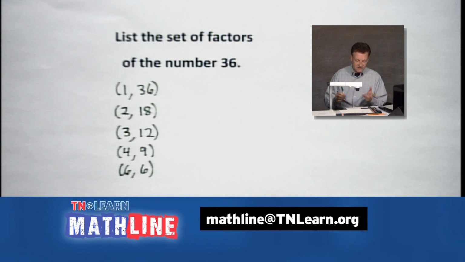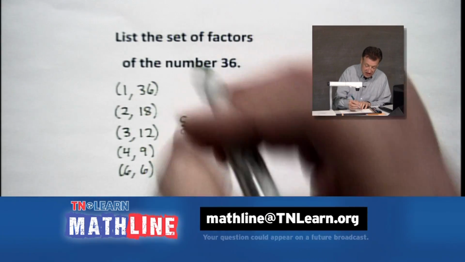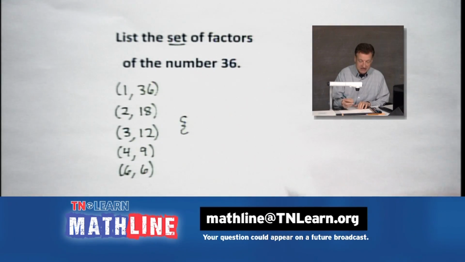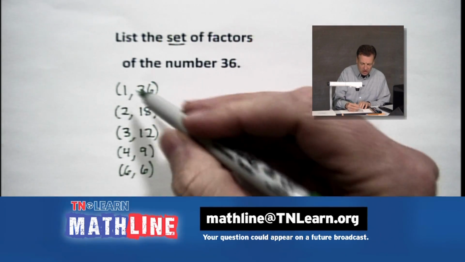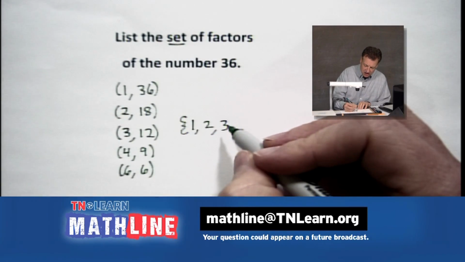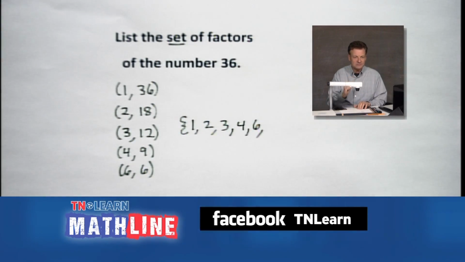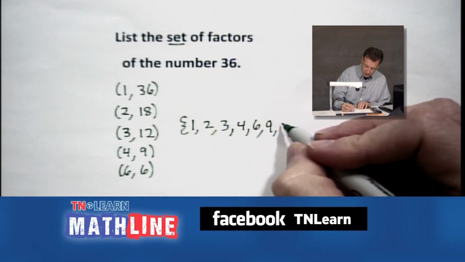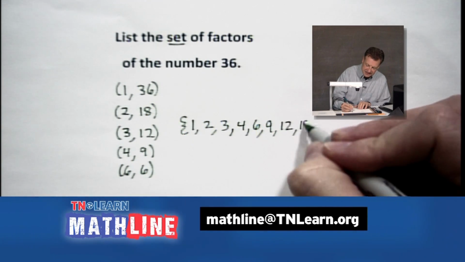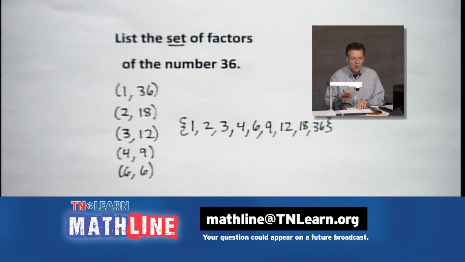When we list a set of factors, we usually like to use set notation, since it had the word set. Let's pick up a 1, the 2, the 3. In other words, we're going to start down the line here. We'll put a 4, and then we're at 6. That's the middle. Work backwards: 9, 12, 18, and then 36. That's all your numbers there.